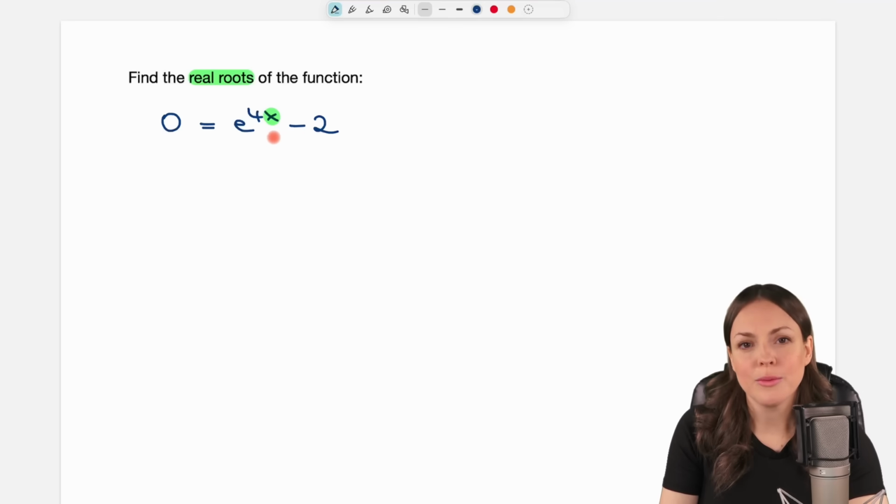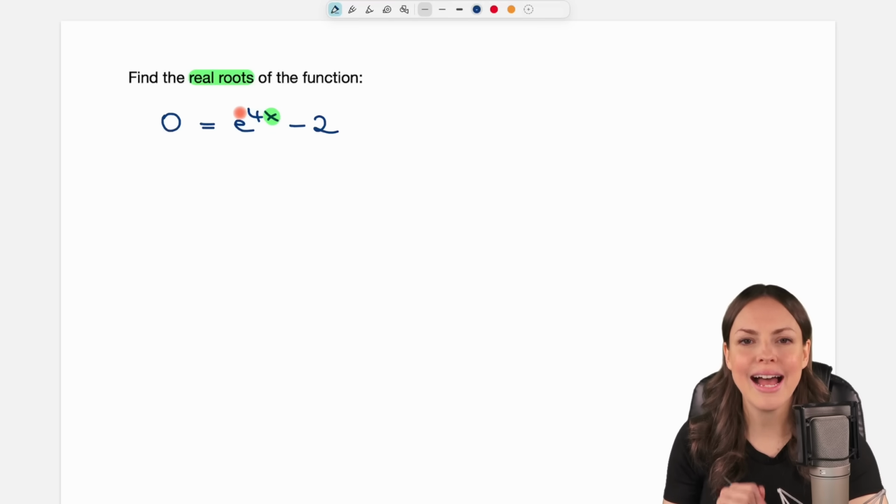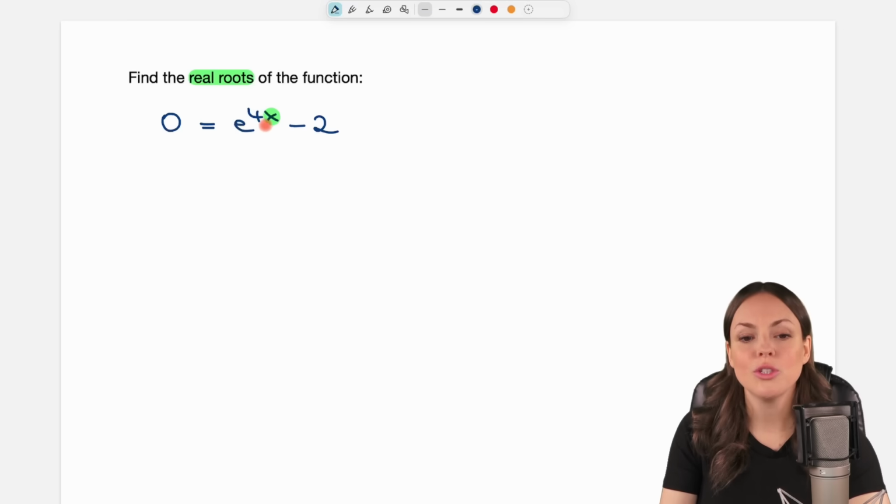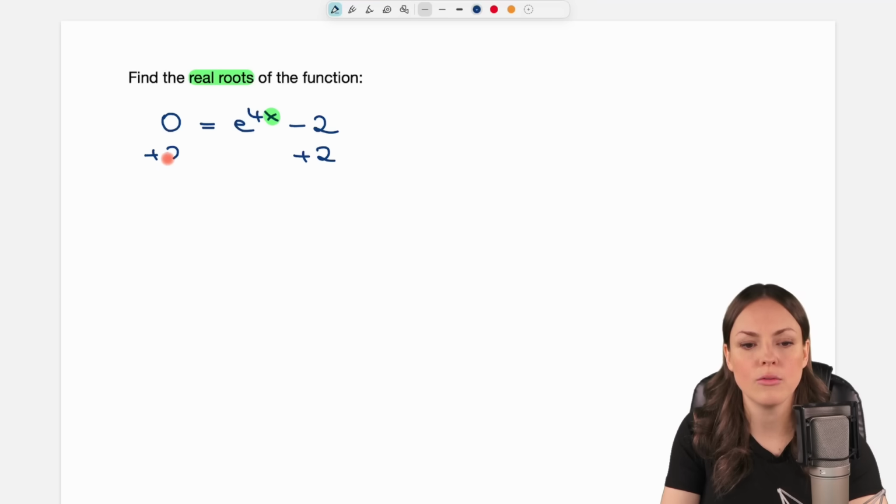Because we're working with exponential functions, our x is part of the exponent. So to get x out of this exponent, at some point we have to use the logarithm. But I wouldn't use it now because we have this -2 here as well on this side. So let's add 2 on both sides so that we get rid of this part here.